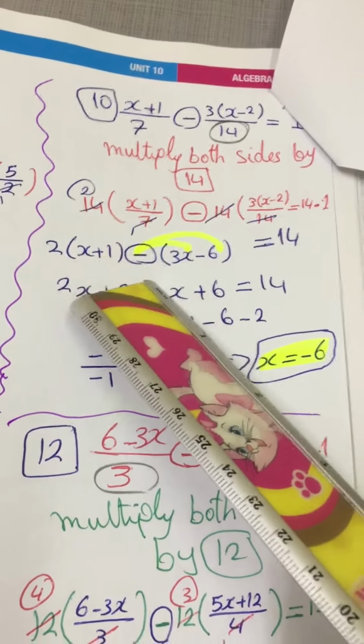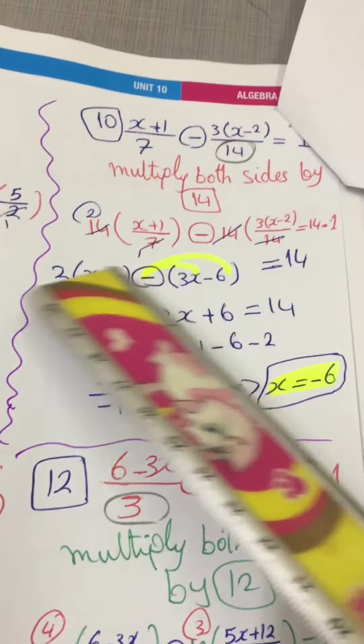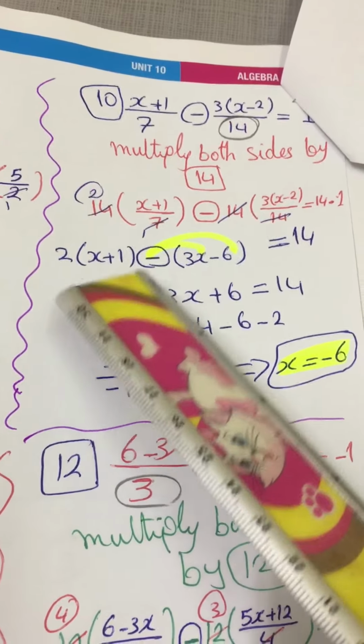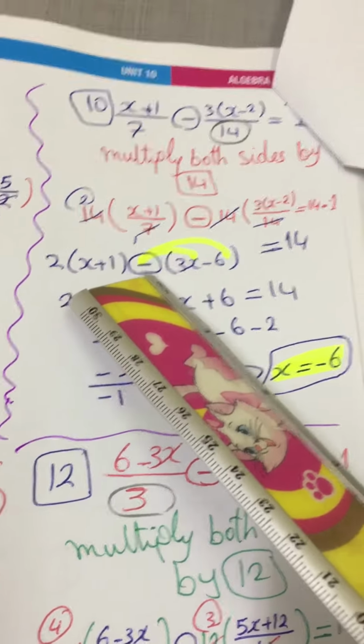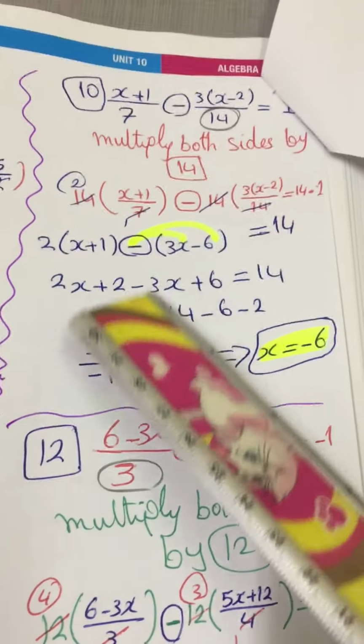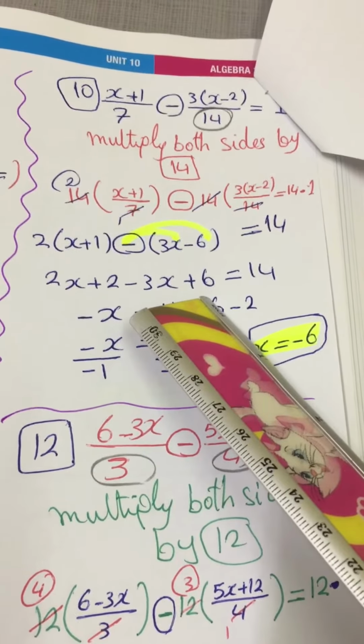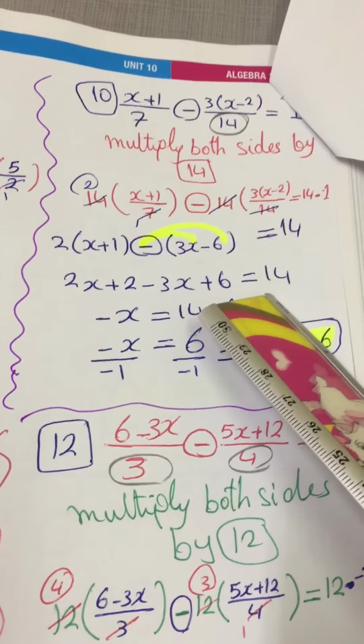That's to say we have negative 1. Now, 2 multiply x equal 2x. 2 multiply positive 1 equal 2. Negative 1 multiply 3x equal negative 3x. Negative 1 multiply negative 6 equal positive 6. All of them equal 14.